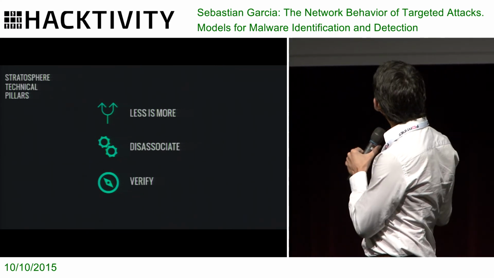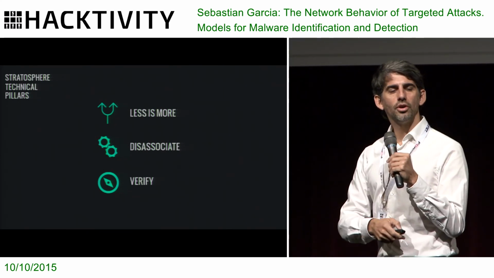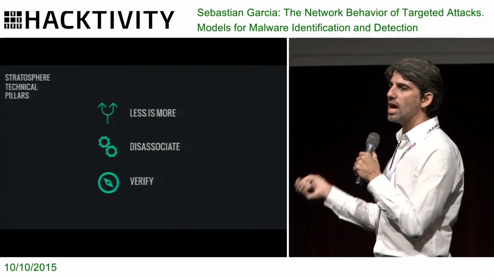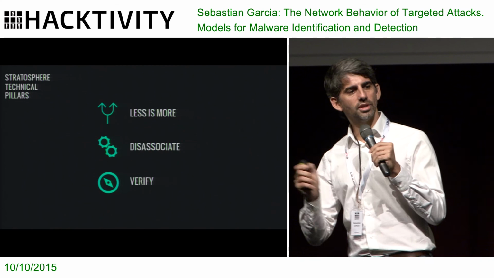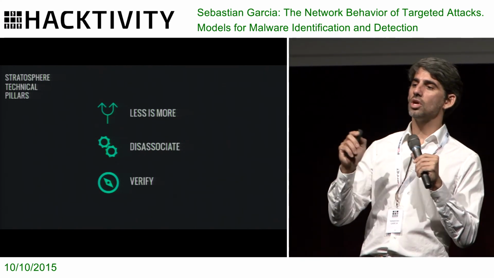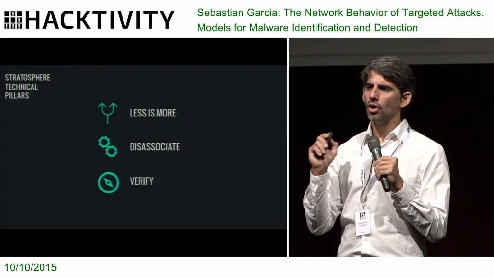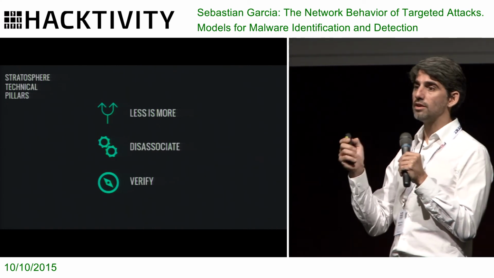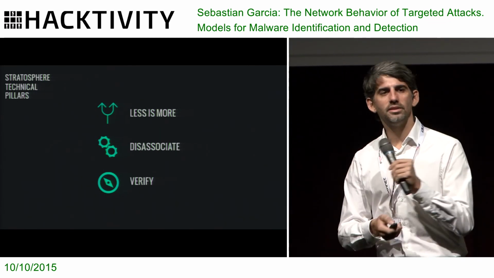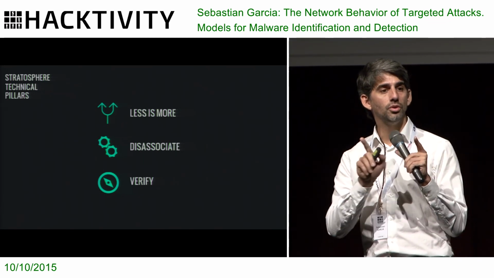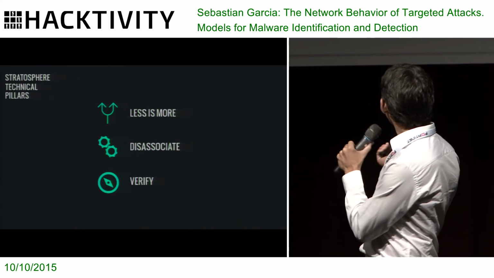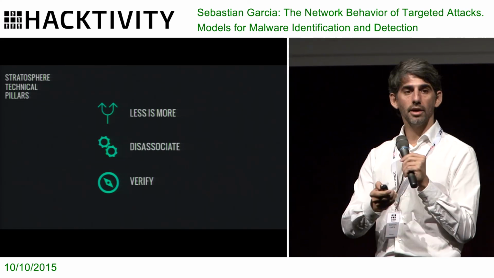Now, how are we doing this? How are we working with machine learning in the traffic? We start with this idea of less is more. When you start working in machine learning, you can be tempted to work with a lot of features, and we are going to say no, use less information. This is the first pillar that we are going to talk about. The second one is the disassociation. We are going to disassociate two models, and I'm going to show you now. And the third one is the verification, okay?